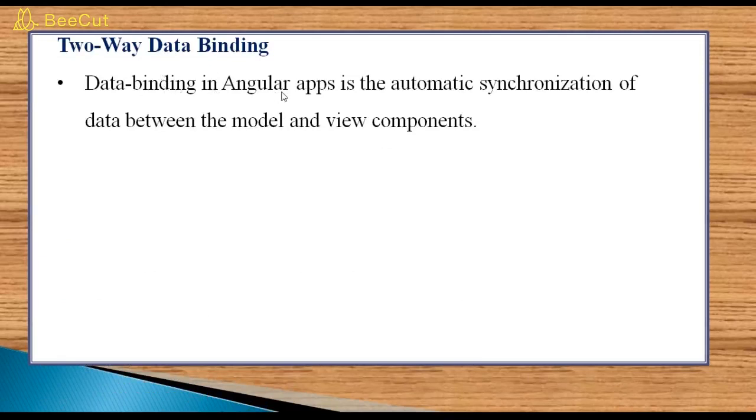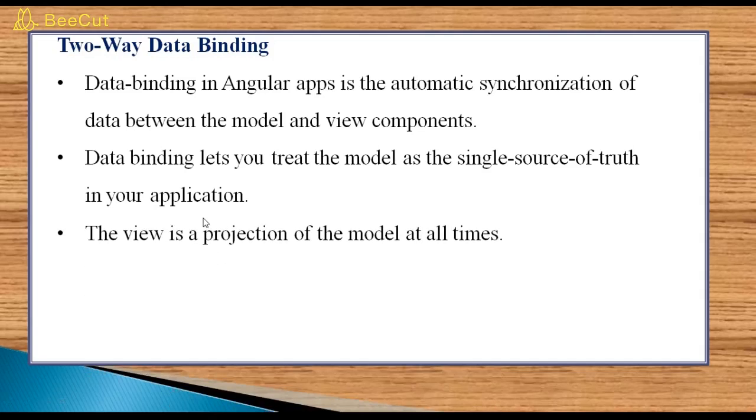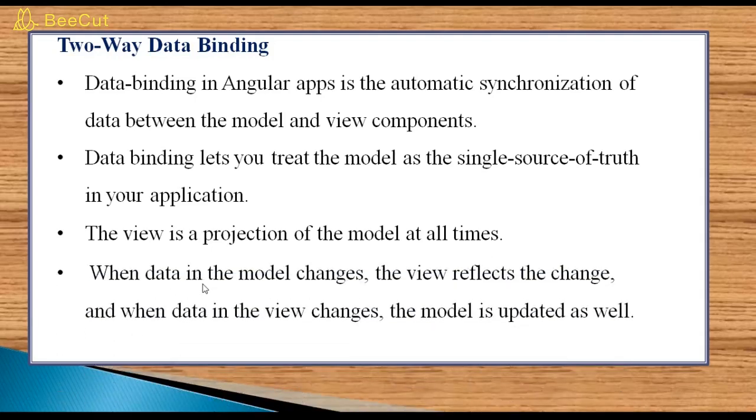Data binding in Angular apps is the automatic synchronization of data between the model and view components. Data binding lets you treat the model as the single source of truth in your application. The view is a projection of the model at all times. When data in the model changes, the view reflects the change. And when data in the view changes, the model is updated as well. That means vice versa.